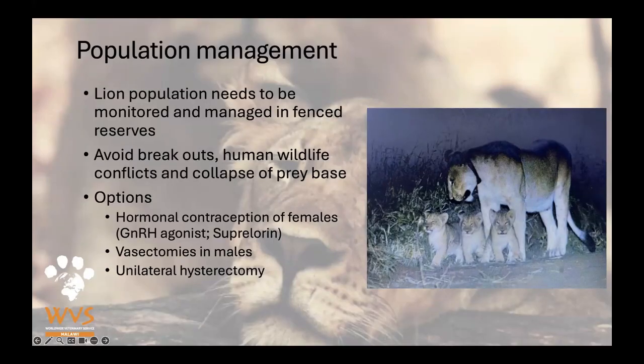So for population management in lions, there are a few options. There is hormonal contraception of the females, which is an implant of a drug called deslorelin or suprelorin, and then you have vasectomies in males. The contraception of females lasts roughly 2 years, and then you have to implant another chip. The vasectomy in males is permanent. Unilateral hysterectomy, I've never done that, but it has also been done in the past. It just means that the lions have a smaller litter size than with both horns of the uterus.